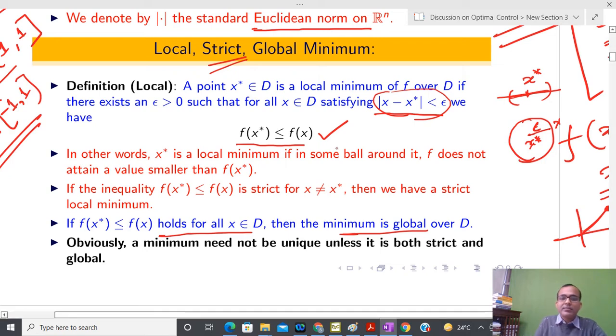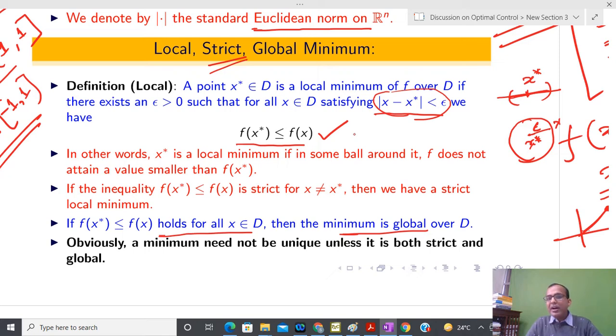Similarly, I can define the maxima, local, strict or global maxima. You just reverse the order, the sign of the order: f of x star greater than or equal to f of x. Or you can put a minus sign on both sides and check the inequality, and the same thing is true for maxima. Due to that, whenever we develop theory, we do not consider maxima, because whatever theory exists for minima, if I put a negative sign, the same theory is also valid for maxima. Does anyone have confusion so far? Then please let me know.